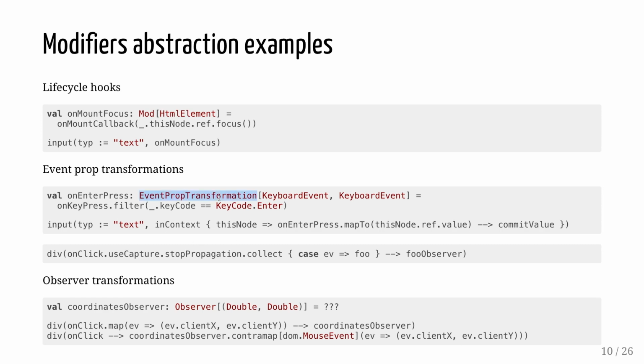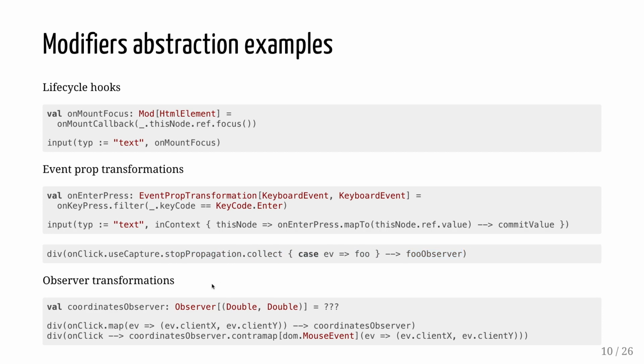The event prop transformation is actually pretty useful. It lets you use capture mode instead of bubble mode. It lets you stop propagation, prevent defaults, stuff like that, and also obviously filter and map the events to match what you want in the observer.